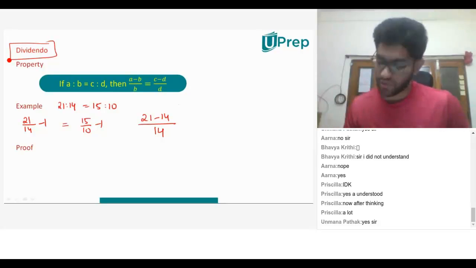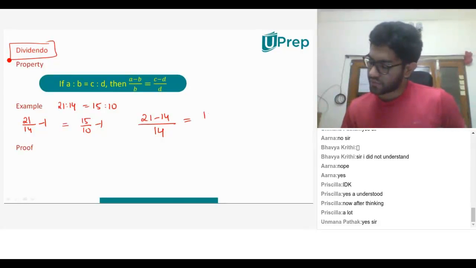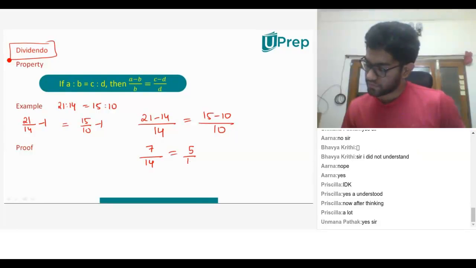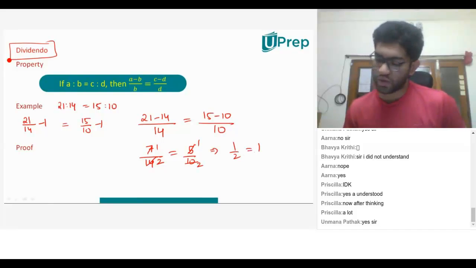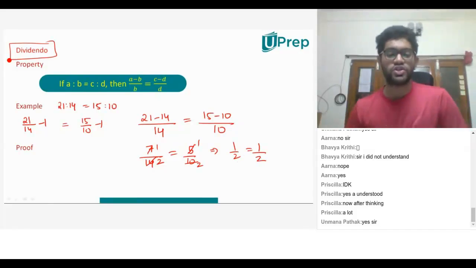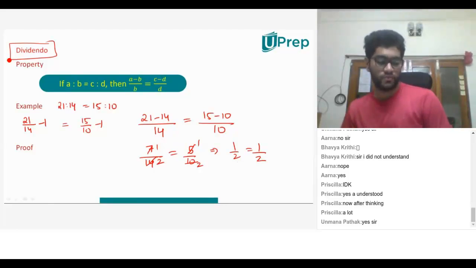In the next slide, we'll mix both of them and see what we get. 15 minus 10 by 10. What is 21 minus 14? 7. 7 by 14 is equal to 5 by 10. What is the ratio? 7 ones are 7, 7 twos are 14, 5 ones are 5, 5 twos are 10, 1 by 2 equal to 1 by 2. Both the ratios are the same using dividendo. Were we able to prove it?